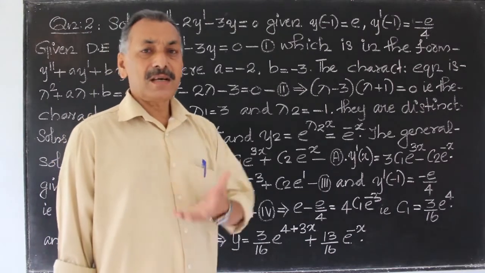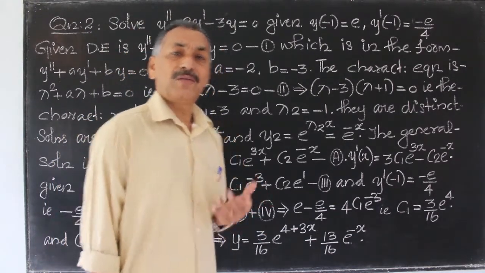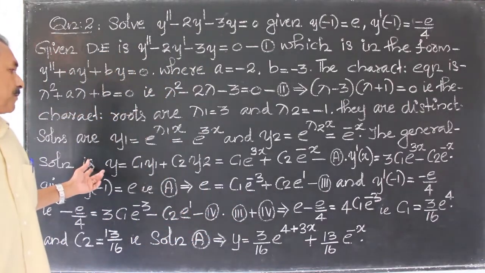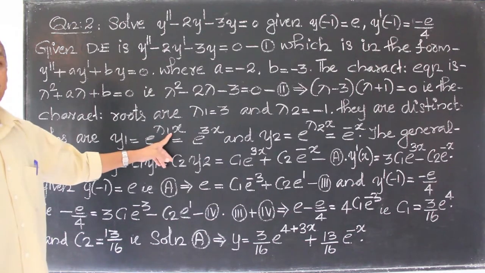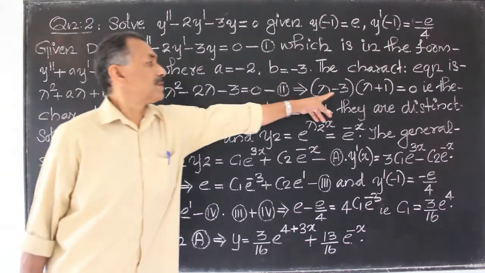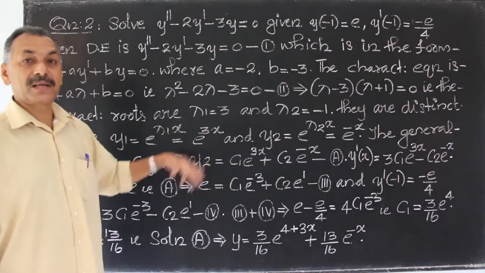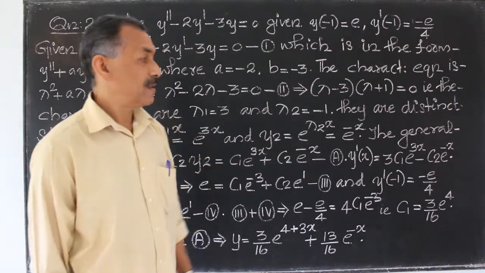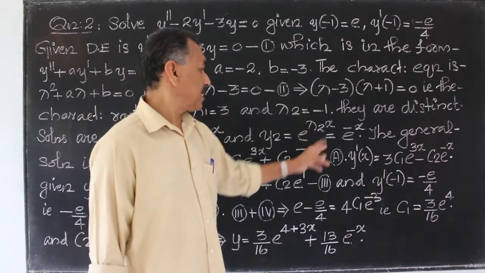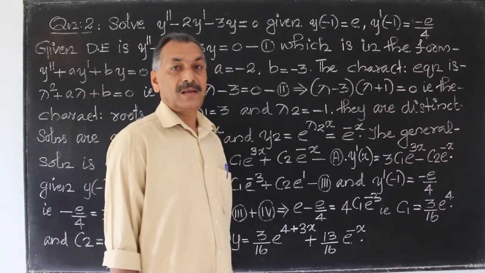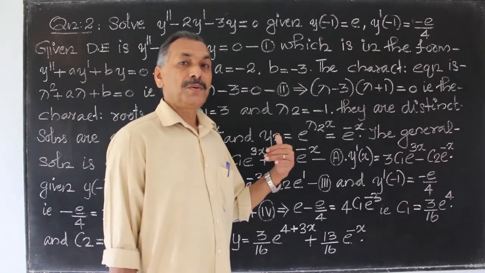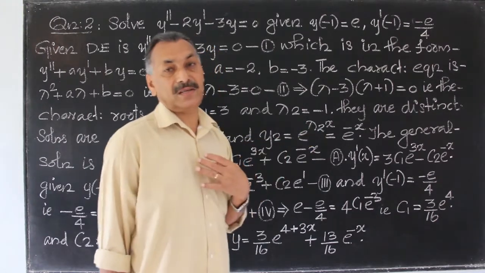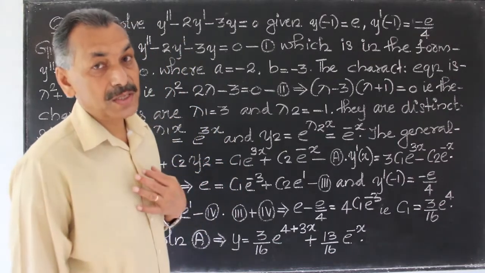Then which are the basis of solution? y1 = e^(lambda1 x). Here lambda1 = 3, that is y1 = e^(3x), and y2 = e^(lambda2 x). What is lambda2? lambda2 = -1. That is y2 = e^(-x). Then y1 = e^(3x), y2 = e^(-x). Then what is the general solution?